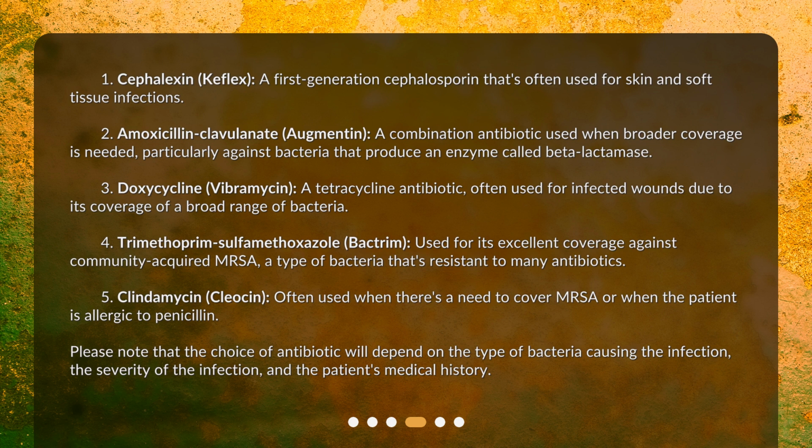3. Doxycycline, Vibromycin, a tetracycline antibiotic, often used for infected wounds due to its coverage of a broad range of bacteria. 4. Trimethoprim-sulfamethoxazole, Bactrim, used for its excellent coverage against community-acquired MRSA, a type of bacteria that's resistant to many antibiotics. 5. Clindamycin, often used when there's a need to cover MRSA or when the patient is allergic to penicillin.